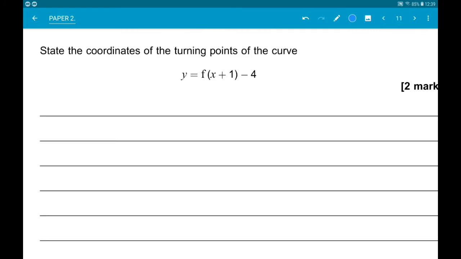Okay, then for part B, state the coordinates of the turning points of f of x at 1 minus 4. So this is a translation by, well, it's moving us one place left, 4 down. So minus 1, minus 4.